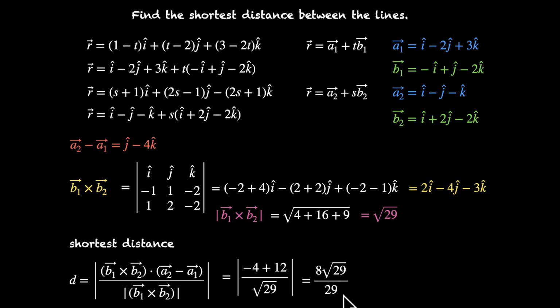So that's 8 by root 29, or if we rationalize this, that's 8 root 29 by 29. So this is how we calculate the shortest distance between two given skew lines.